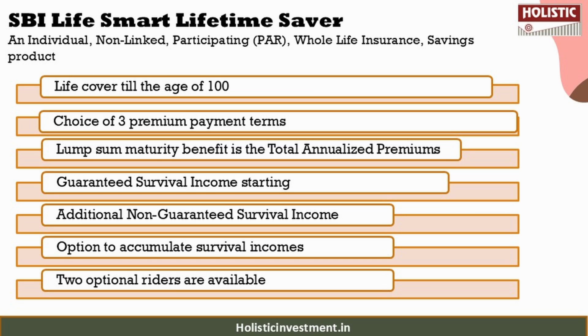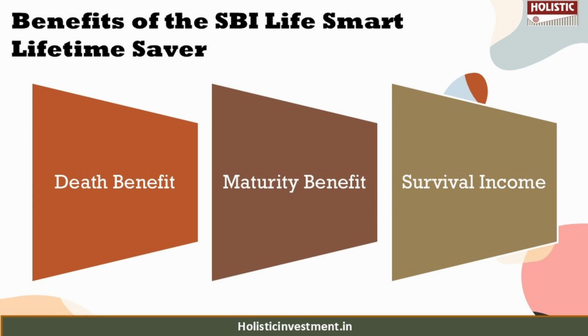And you also have guaranteed survival income, which starts from the end of your premium payment term. And there is additional non-guaranteed survival income like cash bonus, if declared, which will be available starting from the end of your 7th policy year. There is an option to accumulate the survival incomes, and there are also 2 optional riders available in this policy. So these are some of the key features, and there are benefits like survival income, maturity benefit and death benefit. There are 2 kinds of survival income. One is guaranteed survival income and the other is non-guaranteed survival income, which is the cash bonus. If you want to know more about it in detail, you can refer to the policy brochure.